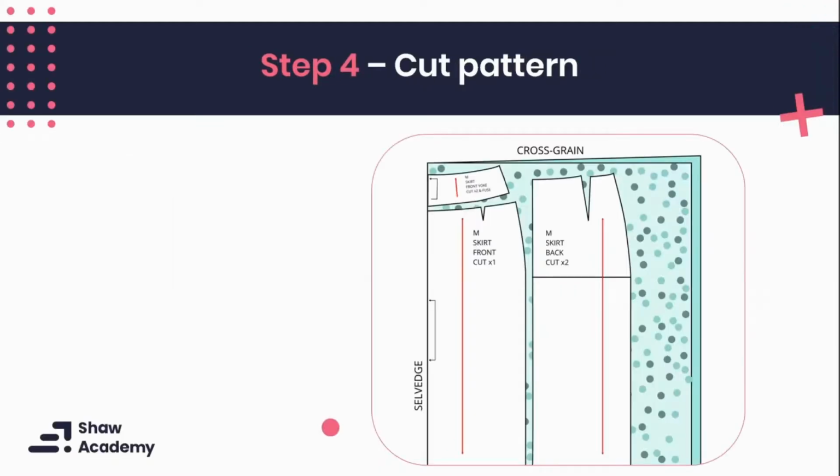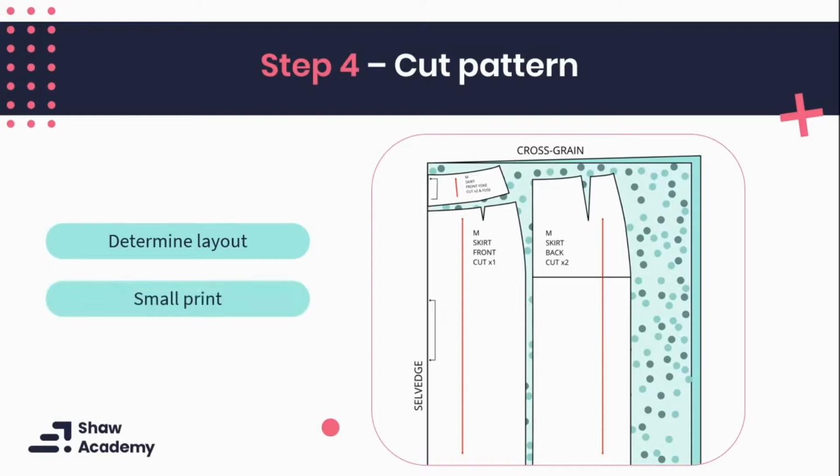Now, to cut the pattern, we need to determine our layout. Let's say we have found a beautiful cotton twill with a small print. How would we place the pattern? Since it is a repeated small print, I am not too concerned about matching it up, so I will create a double fold layout with my front yoke and front bottom on the fold.